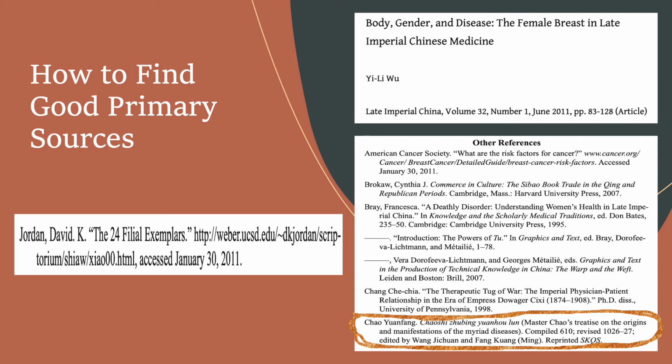Just by looking at the date, you can see it says compiled 610. It is ancient. It was published a long time ago. It is a primary source. It is a treatise on the origins and manifestations of the myriad diseases. So I come across a source like that, and now if I wanted to, I could go to the internet, hop over to Google, for example, type it into the search engine box, and see what comes up.